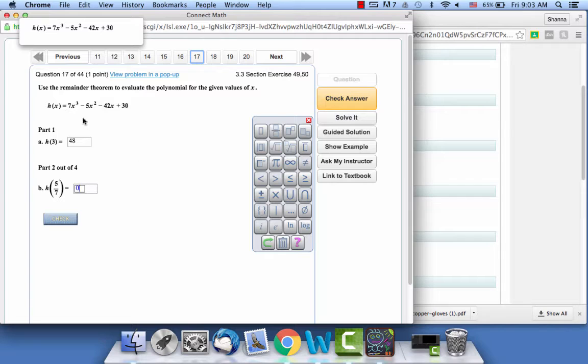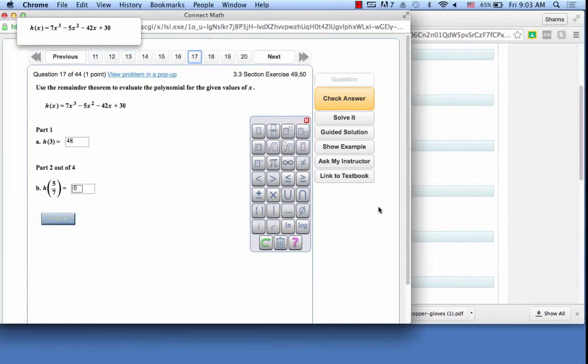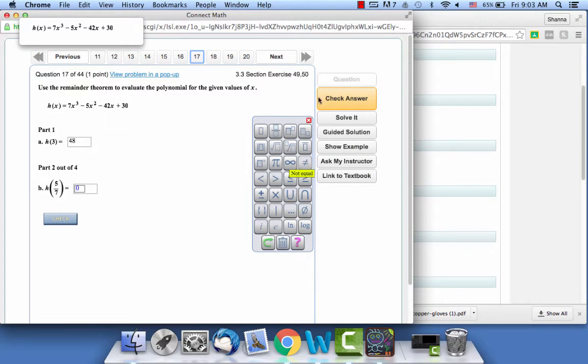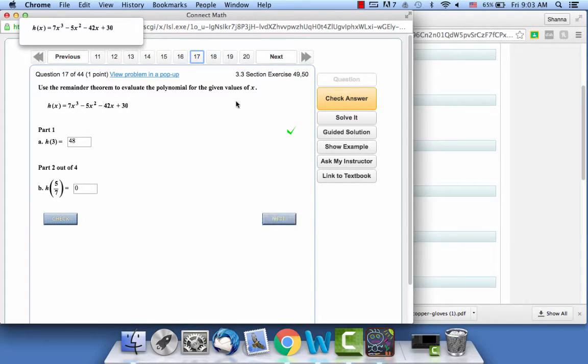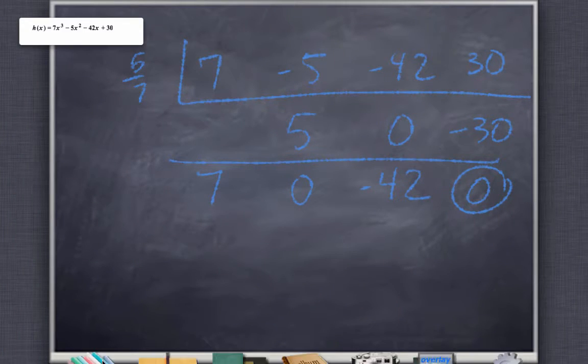So right there, that would have given us something to factor out. We could factor out x minus 5/7, and then what's left is a quadratic right here, 7x squared minus 42. Square root of 6.